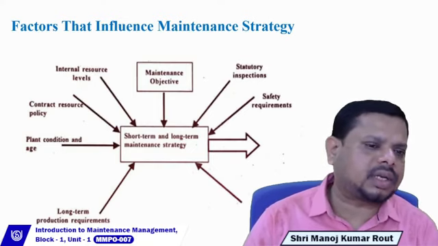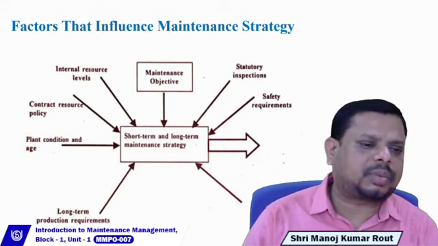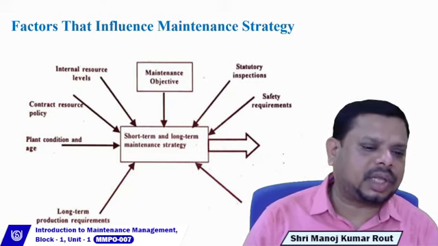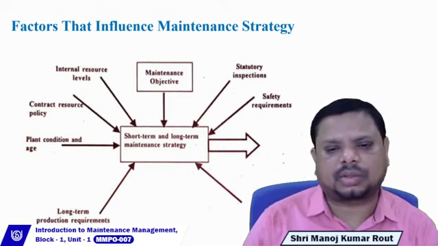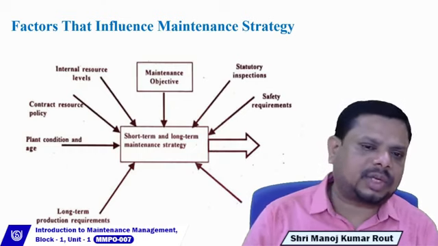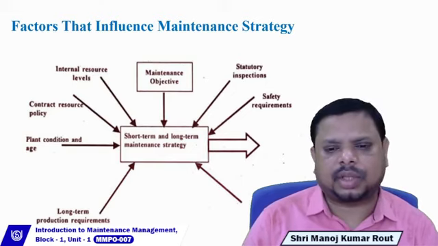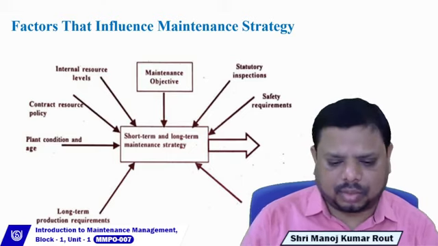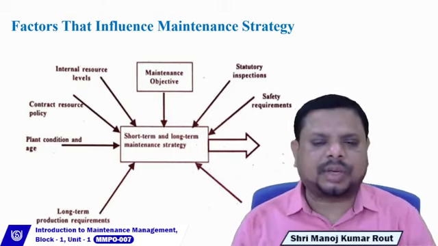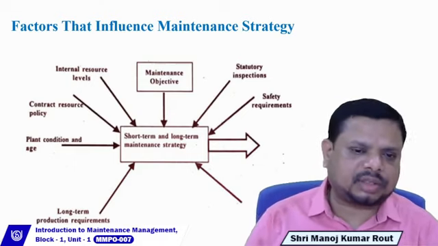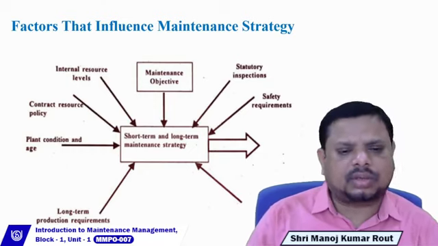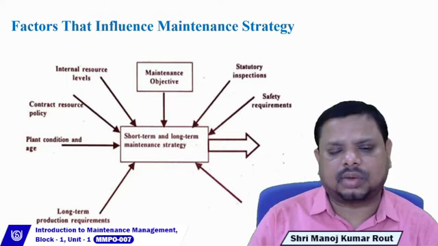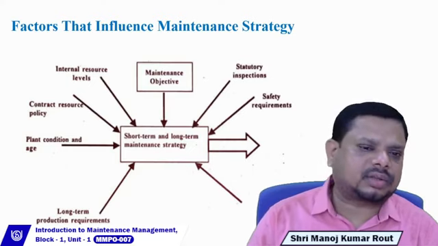The next is contract resource policies. The next is plant condition and age. Then long-term production requirements, and next, short-term production requirements. The most important part is safety requirements. Whenever you activate your maintenance objectives, you have to give priority to safety. In most companies, the safety departments take the major responsibility for implementing various safety requirements whenever operators, workers, or employees perform maintenance activities. The next is statutory inspections.